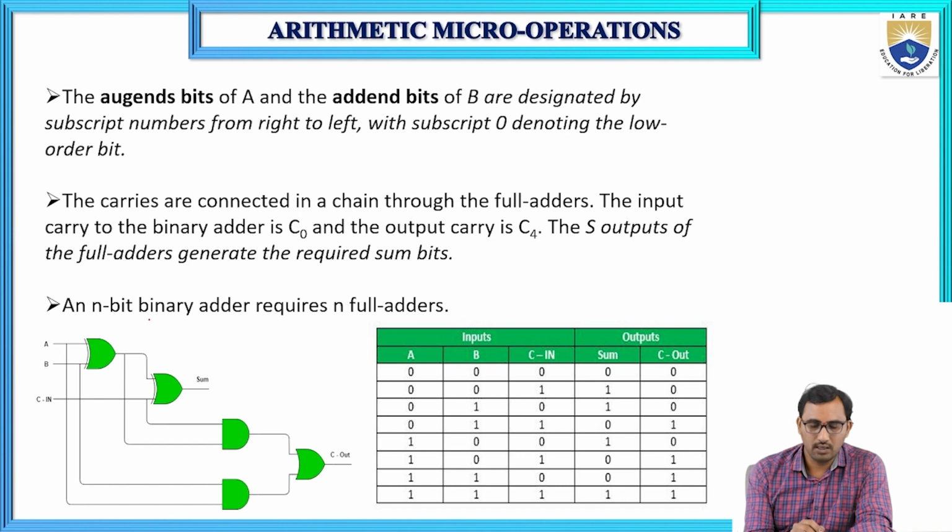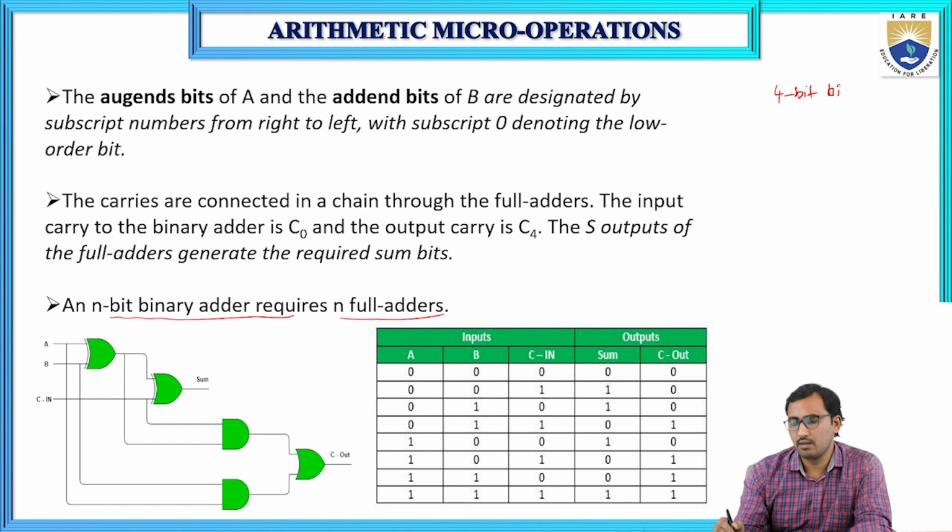So this is an n-bit binary adder. The n-bit binary adder requires n full adders. So here we are discussing a 4-bit binary adder. It requires 4 full adders.